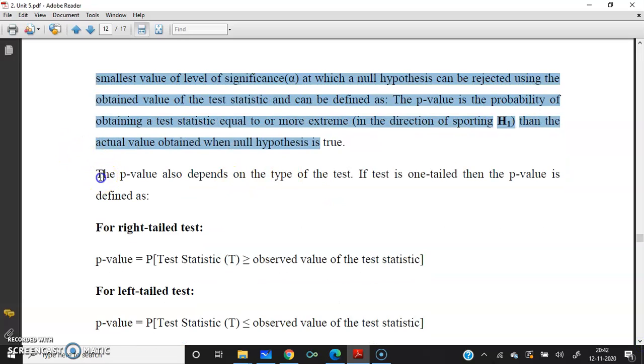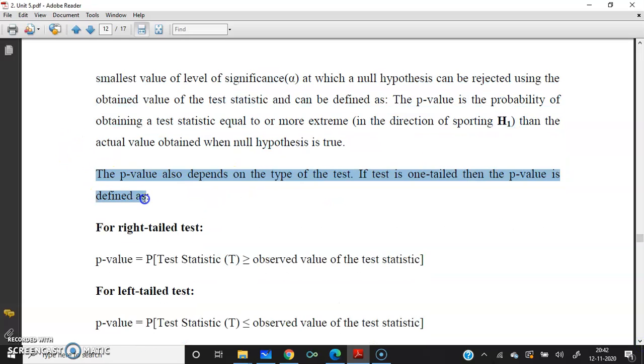The p-value depends on the type of test. What type of test are you using? That depends upon the p-value. If the test is a one-tailed test, the p-value differs, and for the two-tailed test also the p-value differs. So in the one-tailed test there are two cases, it may be a right-tailed test or it may be a left-tailed test. Therefore the p-value for the right-tailed test is the probability of the test statistic, that is T, the observed value of the statistic.